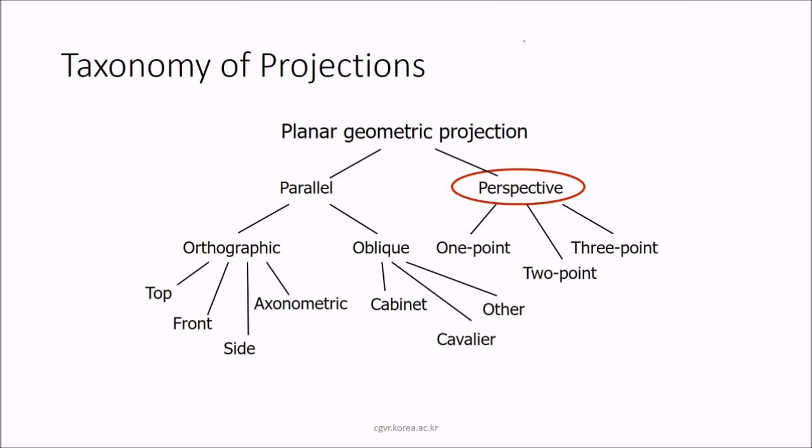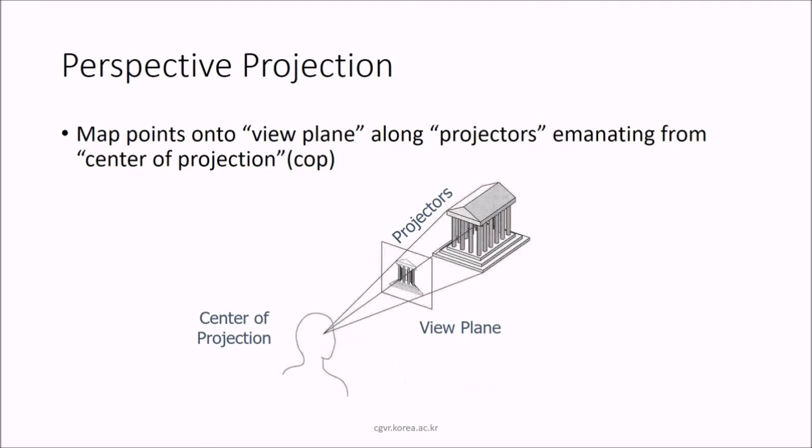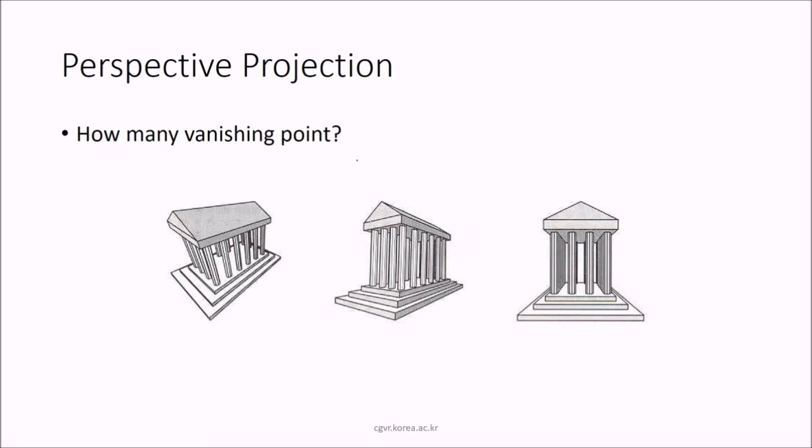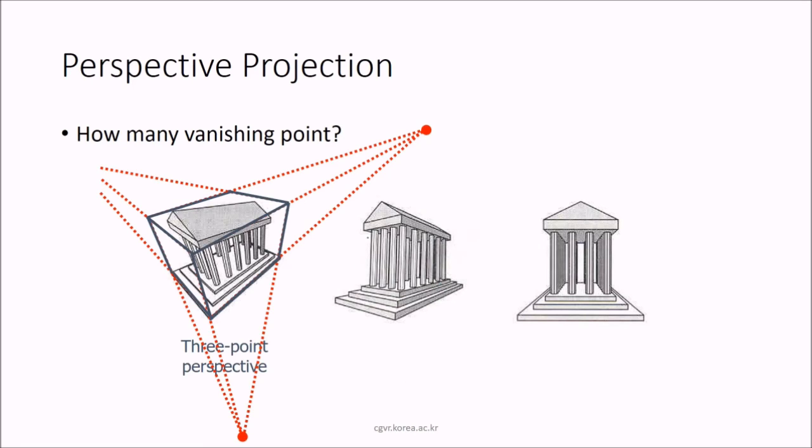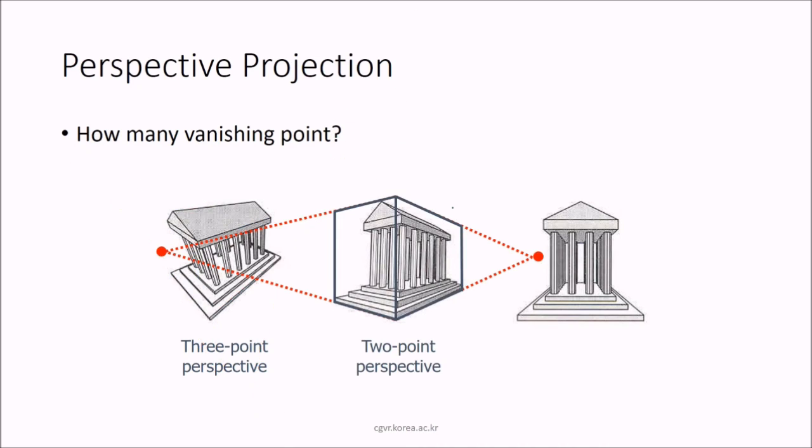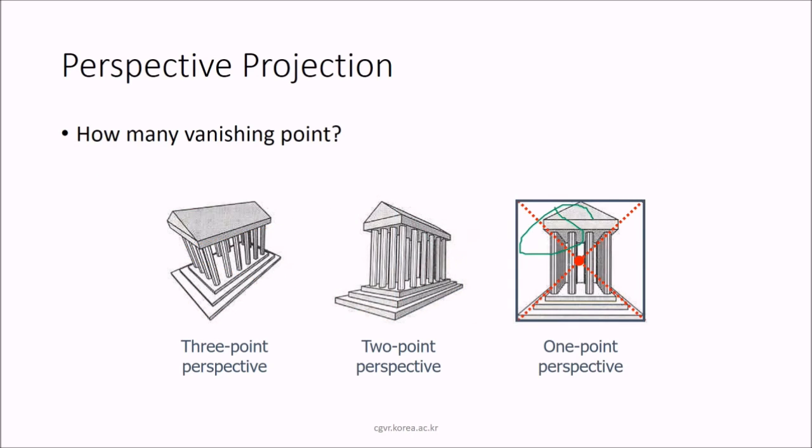So now we come to the perspective projection. In this perspective projection, this is what we see. We map points onto the viewing plane, this view plane, along the projectors. These are the projectors emanating from the center of projection, from here. So these are the perspective projection views. See, these are 3 perspective points, this one, this one, this one. These are with 2 perspective points. These are with 1 perspective point.